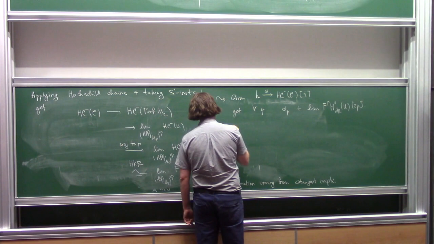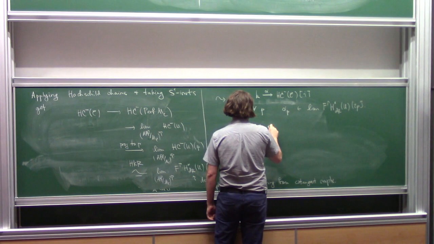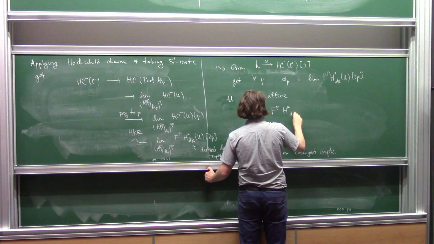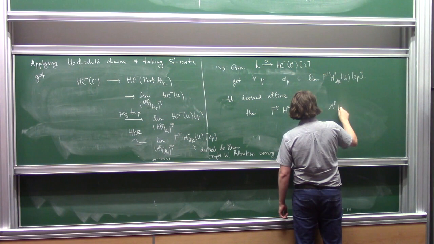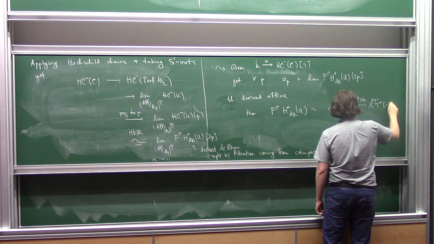So F^p, for simplicity, suppose, I guess it doesn't matter. So U is some derived affine, maybe of finite type. Then concretely, F^p of the derived de Rham cohomology just looks like wedge p of cotangent sitting in degree p, de Rham differential, wedge p plus 1 cotangent, and so on. So it's just, what do you call it, stupid or brutal?